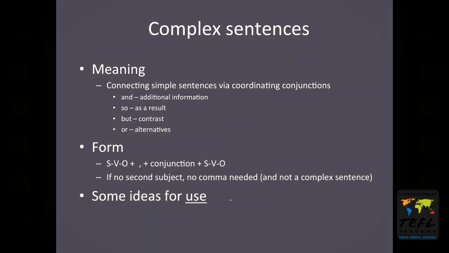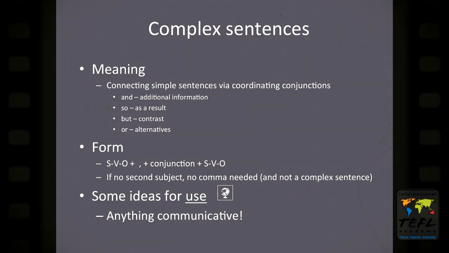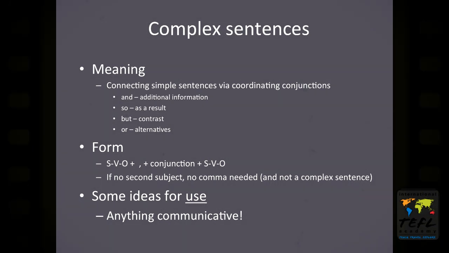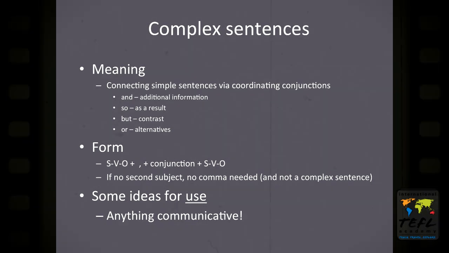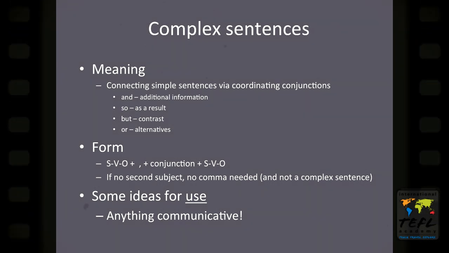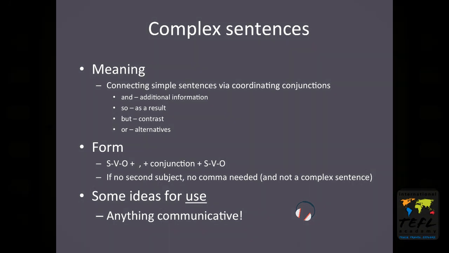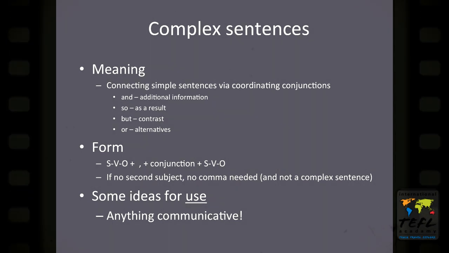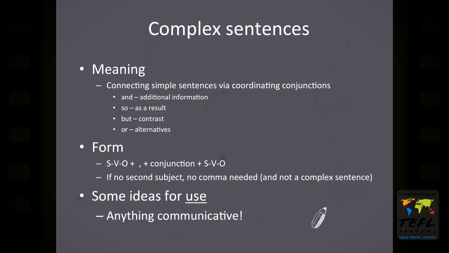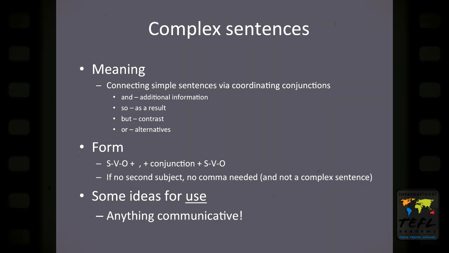Some ideas for use of this: anything communicative. I put this here because complex sentences are a way to get your learners from the beginning stage, where they're writing simple sentences, towards that more intermediate stage where they're connecting those using these conjunctions. And so you can communicate anything. If you're teaching complex sentences, you can present a reading, an email, a letter, a text about someone famous. You can present a listening using these things that include these and, so, but, or conjunctions. And then you can ask them to write an email or write a letter or write something like that, where you're pushing them to make their sentences longer and complex.